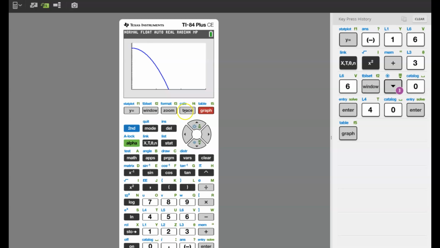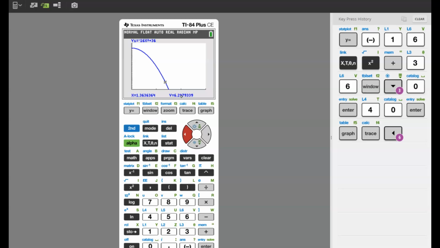Now if I trace by pressing the trace button, you notice along the bottom it gives me an x and a y. That's an ordered pair. You can also see, I can use the arrow keys to move the cursor on the graph. I have to be in that trace menu in order to do that. And so it gives me an x, which is time, and a y value, which is height, that correspond with each other. I want a very specific time and height to fill out my table.